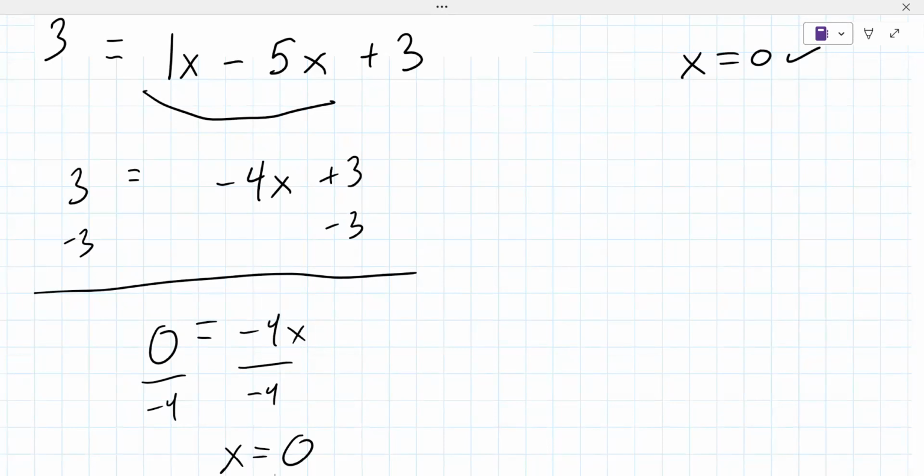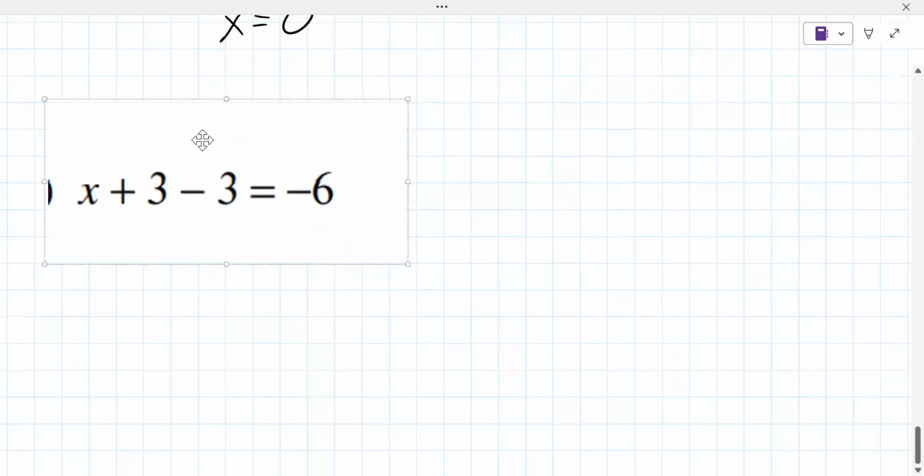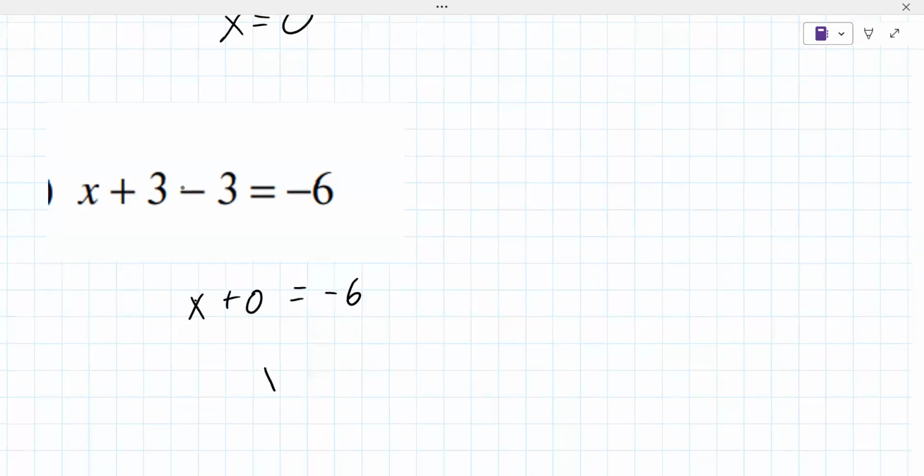All right, very good. And so you can also have the same thing here with numbers. This is not a great example, so I'll just work it out. But you can always combine numbers first. So x plus 3 minus 3 equals minus 6. 3 minus 3 is 0. This just becomes x plus 0 equals minus 6, or x equals minus 6, like that.